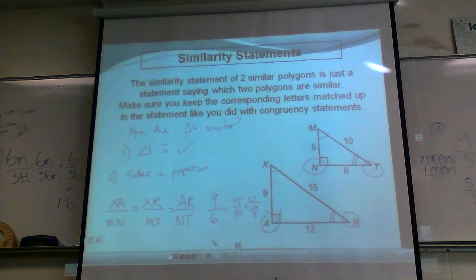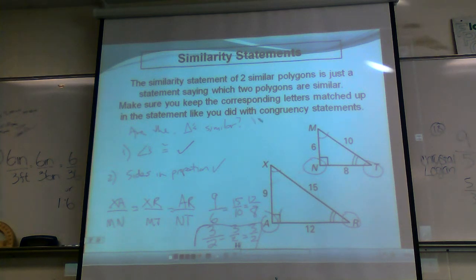Like 9 over 6 reduces to what? Or 3 over what? 2. Right? So 15 over 10 reduces to, and 12 over 8, also 3 over 2? Yeah. That right there, seeing this, would mean that the sides are in proportion. Alright, so first step is make sure the angles are, do the work to see if they all come out to be the same ratio, which they do.